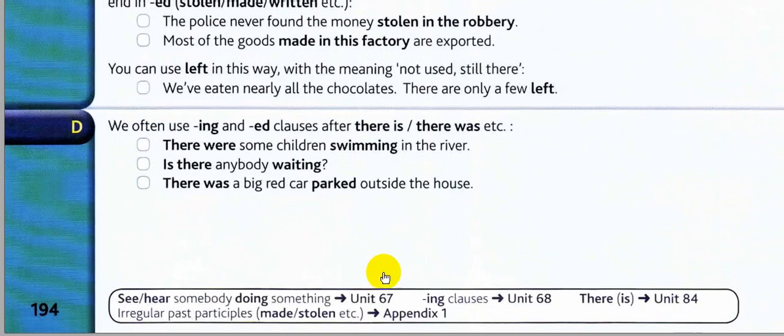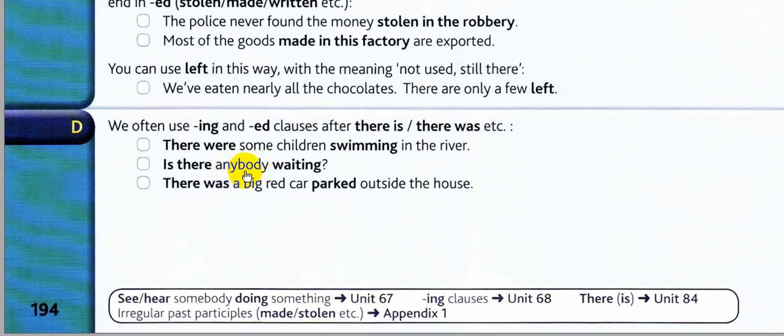The last section, section D, we often use ing and ed clauses after there was, etc. There were يعني على الأغلب حتلقوهن بعد there was أو there is أو في نظام جملة لاحظي is there. Okay. There were some children swimming in the river. Okay. برضو حطي لي إيش المحذوف هان. Is there anybody waiting؟ حطي لي إيش المحذوف هان. تمام. وتكلميني عن anybody هانا.